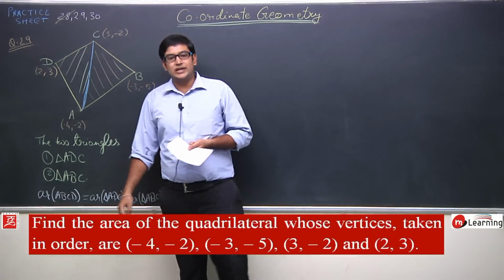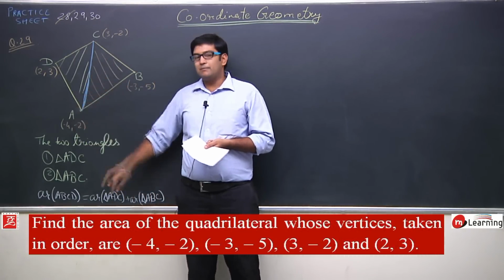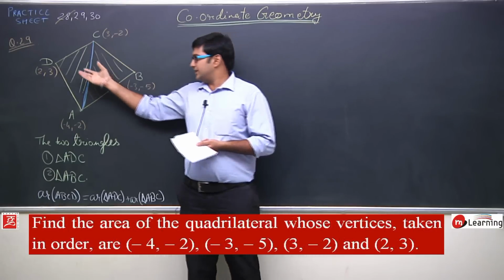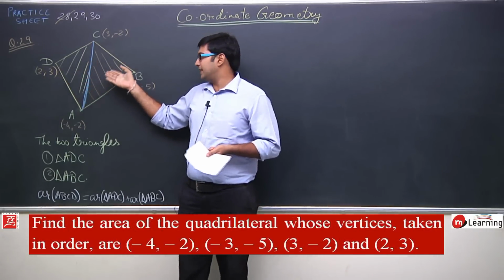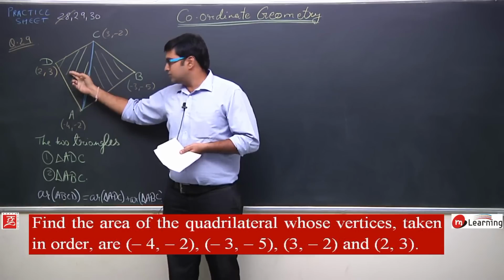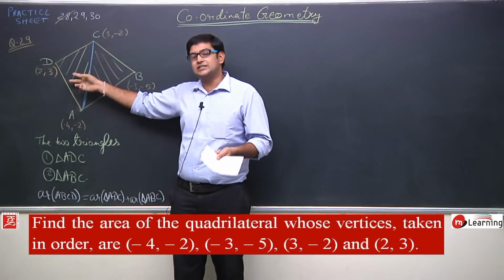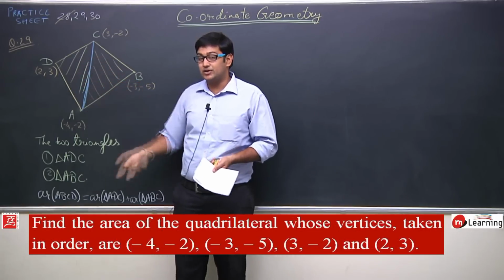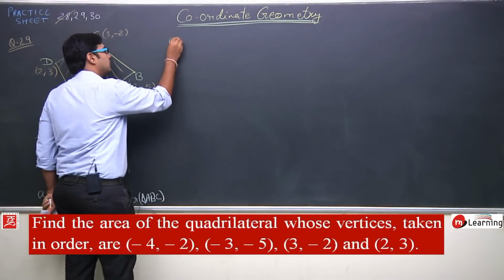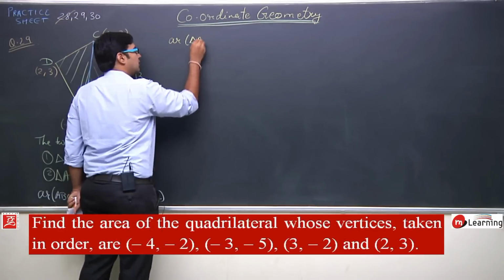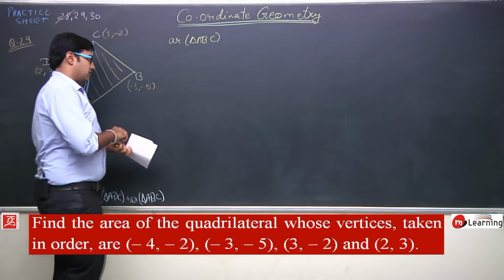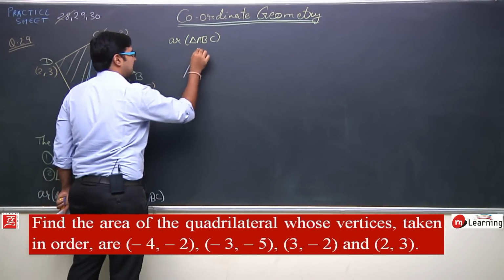If you add these two areas, you will get the area of this complete rectangle. So how to determine the area? It's very simple, because we have all the three coordinates for this triangle and also for this triangle, or the vertices. The coordinates of the vertices are given to us. So let us first determine the area of triangle ABC. Now triangle ABC is something like this.